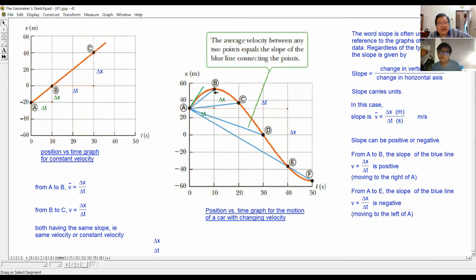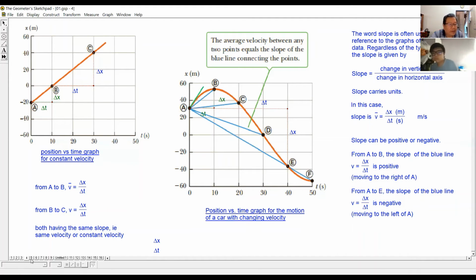Velocity can be positive. That means the gradient of the blue line here is positive. And the gradient can also be negative. That means it's pointing downwards, and it is referring to this right angle triangle. So positive means what? Positive means it is moving towards the right of A. Negative means it is moving towards the left of A.